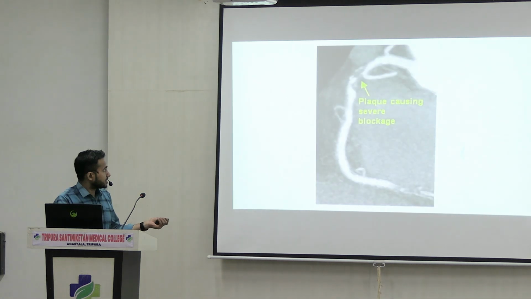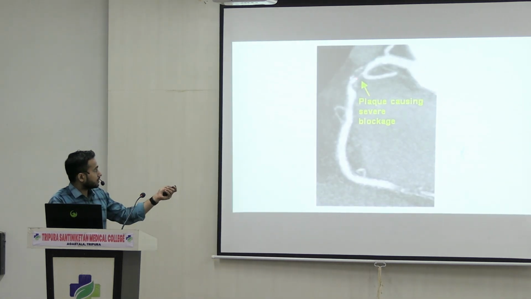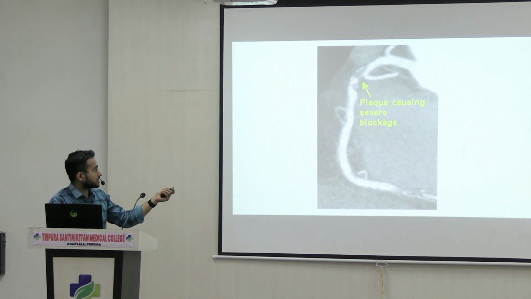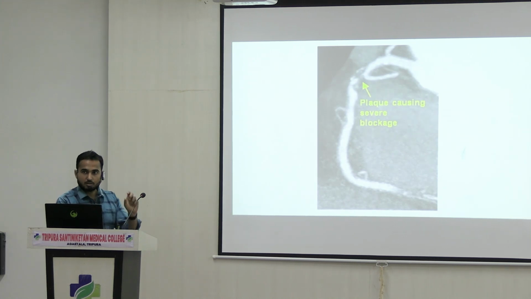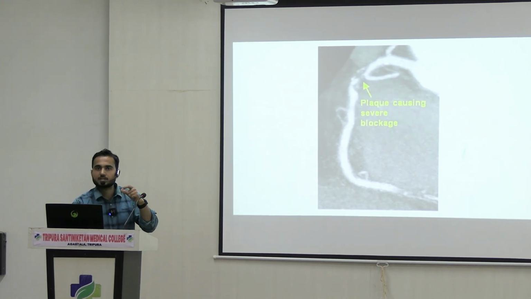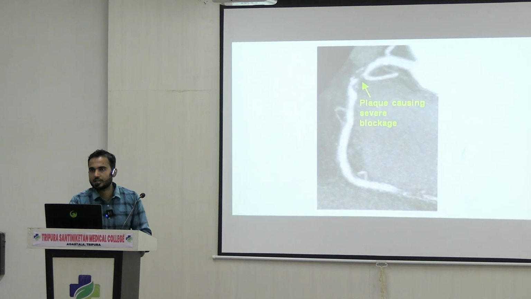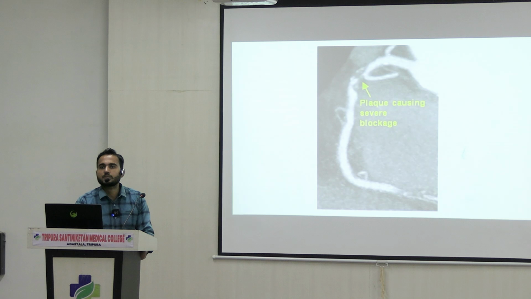Next, another image is there. This is also a very beautiful image of CT coronary angiography, where you can see plaque causing severe blockage of this particular area. So where the blockage has taken place, this area is not highlighted, this area is not enhanced, because of the blockage, the contrast media is unable to flow along with the blood.